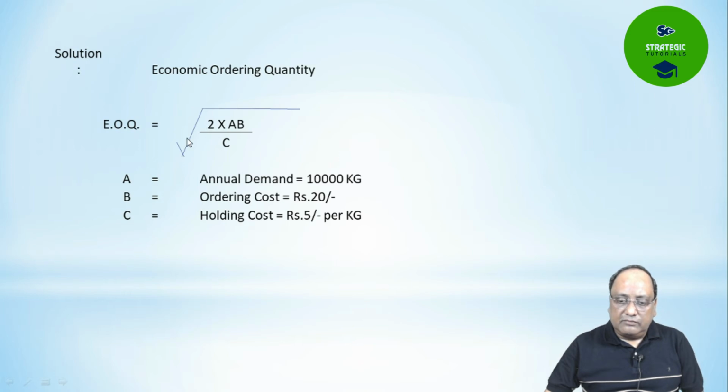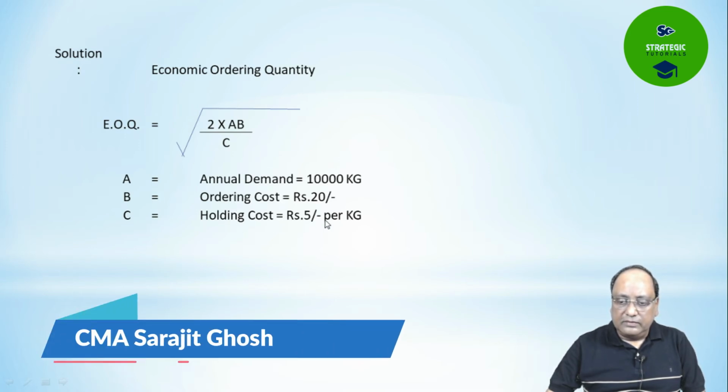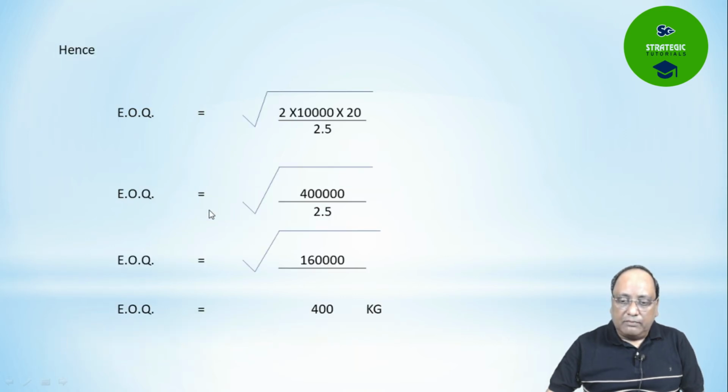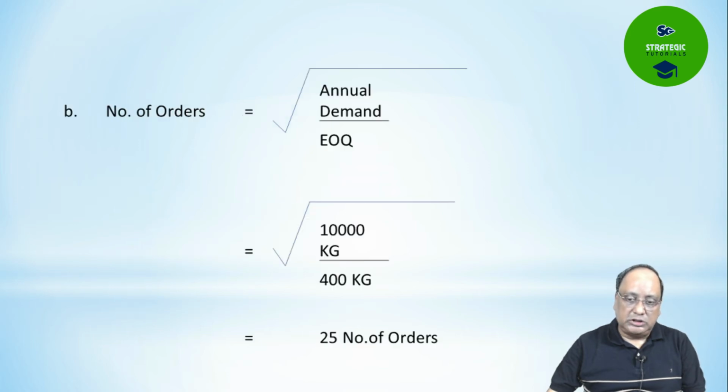Economic ordering quantity, the basic formula is root over 2AB by C. A equals annual demand, which is 10,000 kg. B is equal to ordering cost, 20 rupees, and C is equal to holding cost, 5 rupees per kg. So if you put in the formula, you will get 400 kg. So your EOQ, economic ordering quantity, is 400 kg. So per order you have to give an order of 400 kg each.